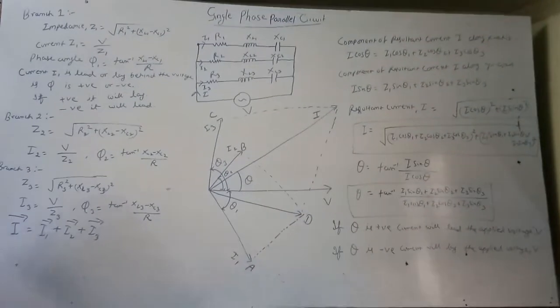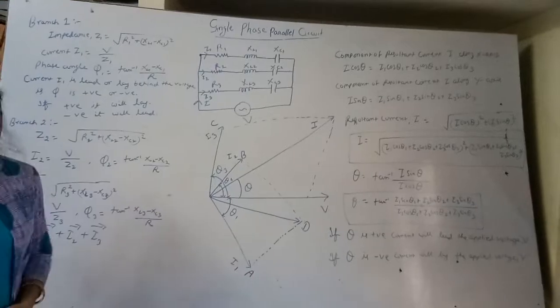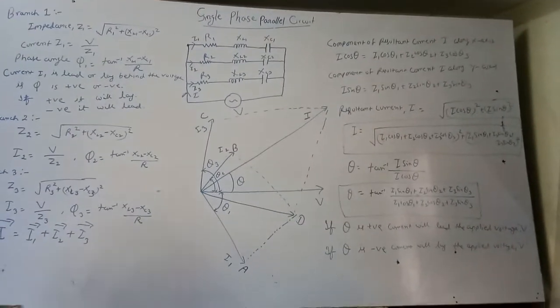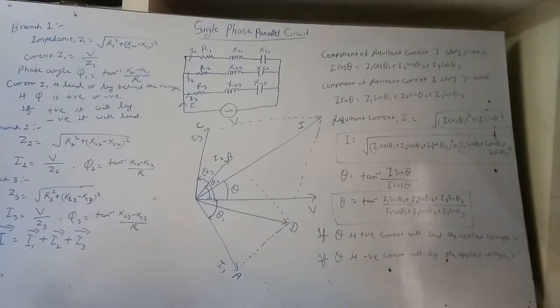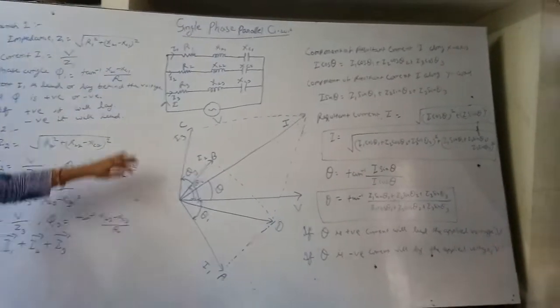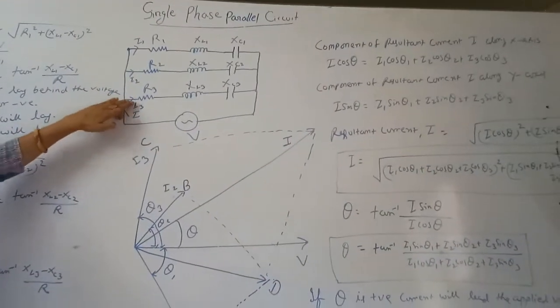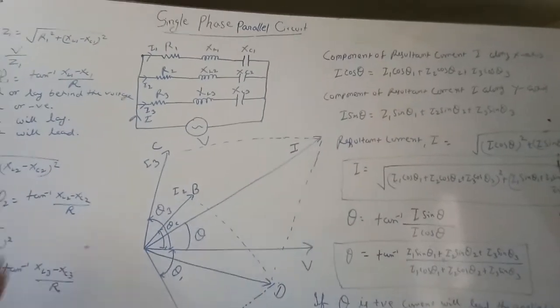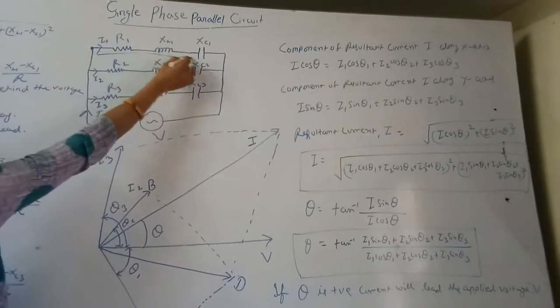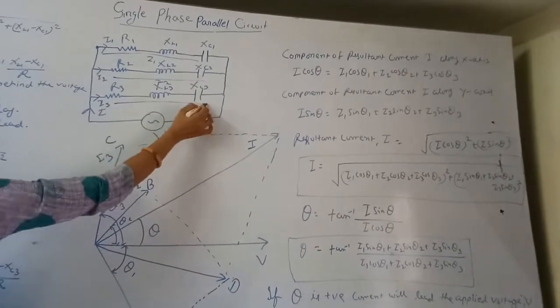Hello students, today we will study about single phase parallel circuit. In the previous lecture we have already studied about single phase series circuit. Here we are seeing that there are three impedances connected in parallel with a voltage source supply V. Here is impedance Z1, Z2 and Z3.